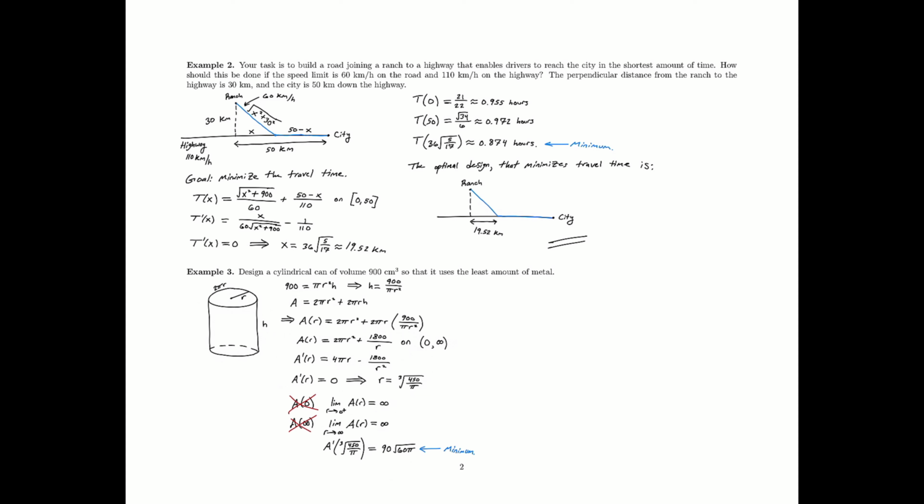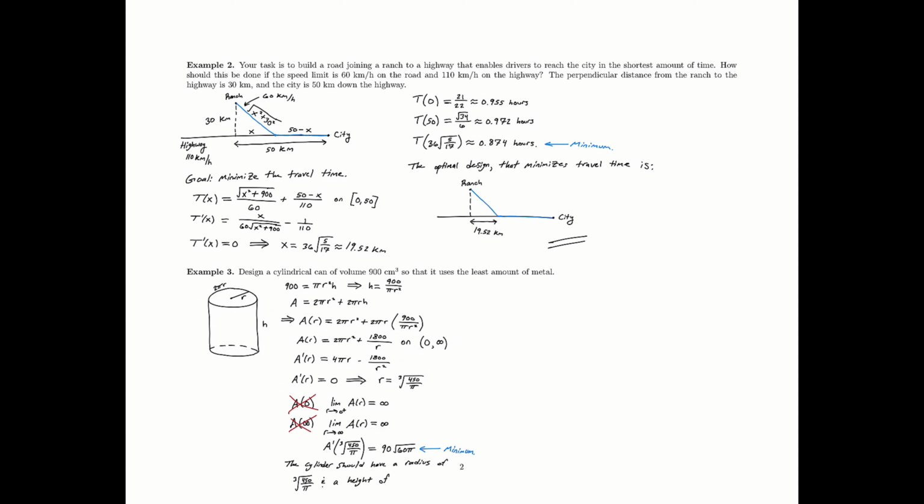So that means the cylinder should have a radius of the cube root of 450 over pi and a height of, well, we have to get the height.